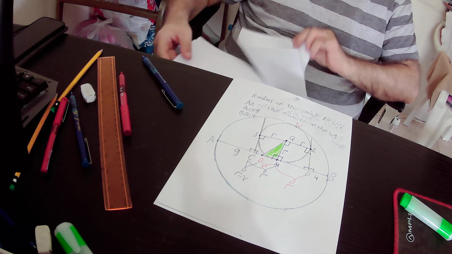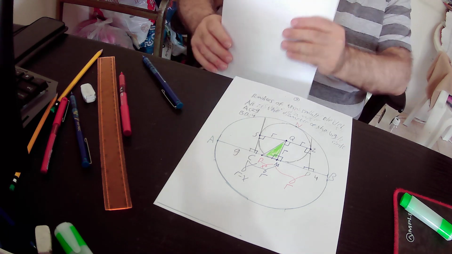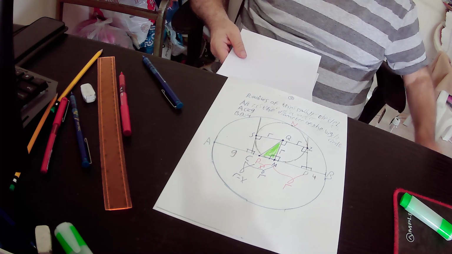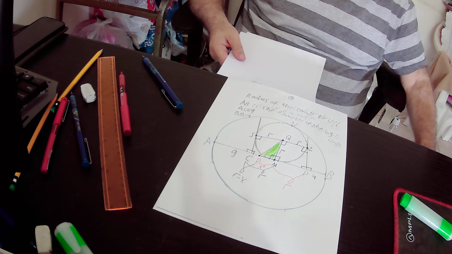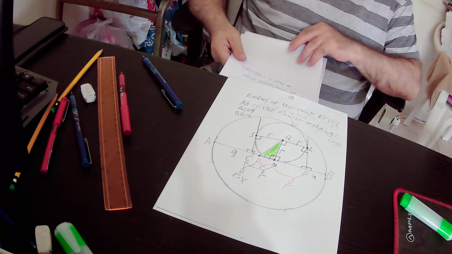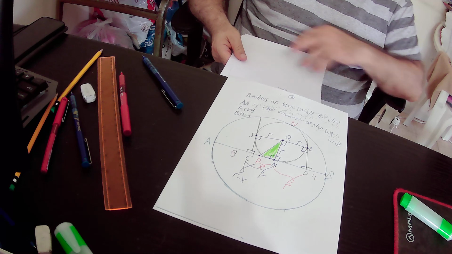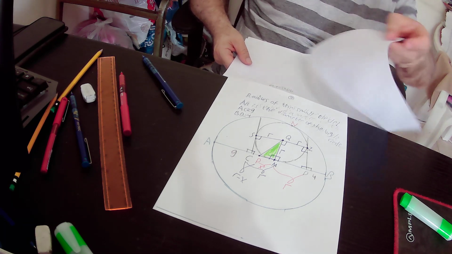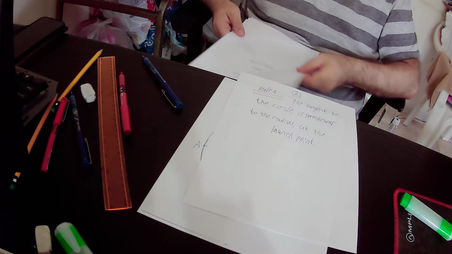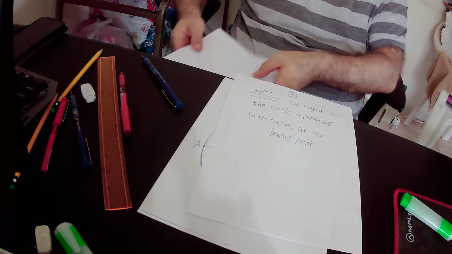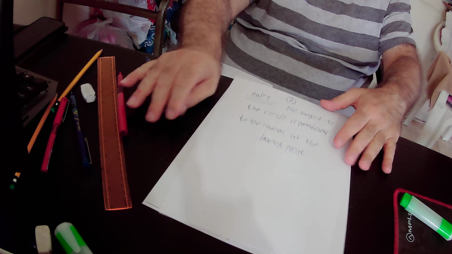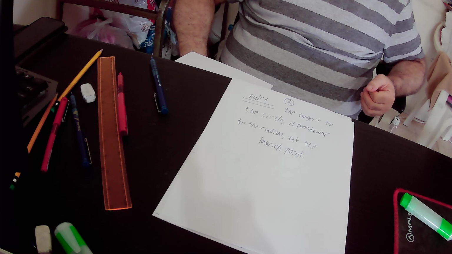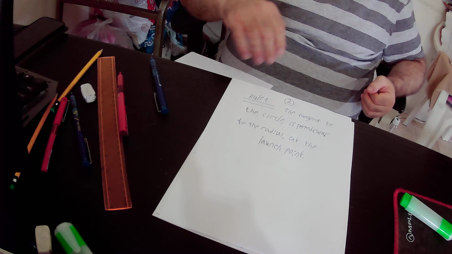Actually we have a rule, that is rule number 1, and rule number 1 states that the tangent to the circle is perpendicular to the radius at the launch point.